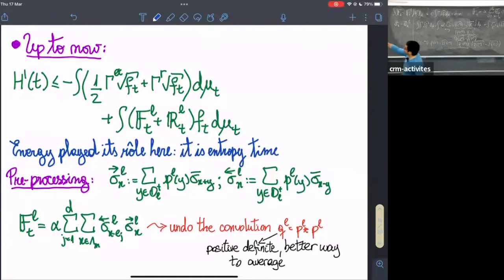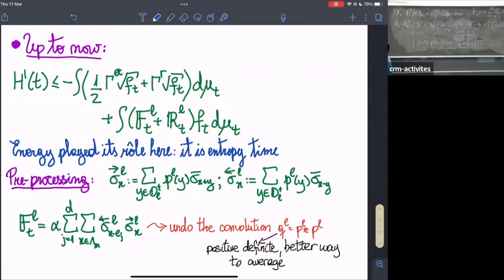And then you have these two terms. And you see in these two terms, this is really much better than before, right? Because I used just a little bit of the energy, and now instead of having to compute the expectation of a sum of local functions, now I have averages. Right, both functions FTL and RTL have averages. Okay, so a little bit of pre-processing.